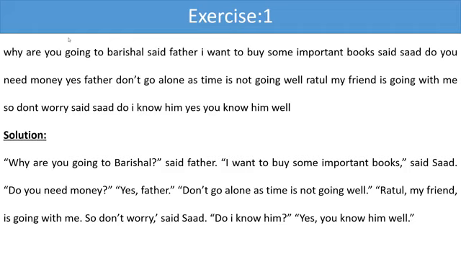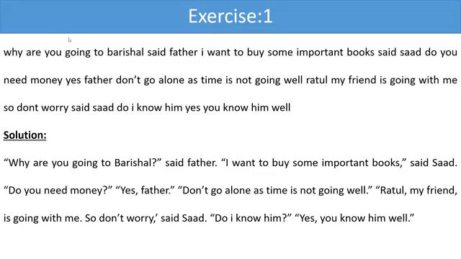First one is the interrogative sentence. Why are you going to Borisha? Put the interrogation mark and inverted comma as it is a direct speech. Said father, full stop. The second sentence, I want to buy some important books, comma, and this sentence you must keep in the inverted comma. Said Sad, full stop. Do you need money? Again, it is an interrogative sentence and you have to put the sentence within inverted comma. Yes, comma, father. Then put the full stop.